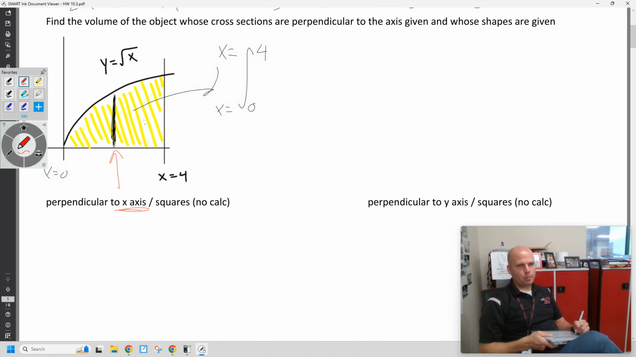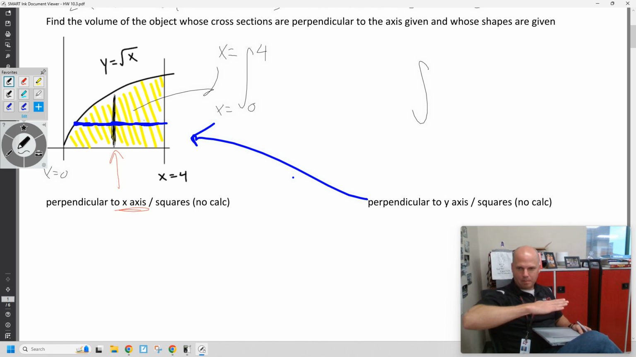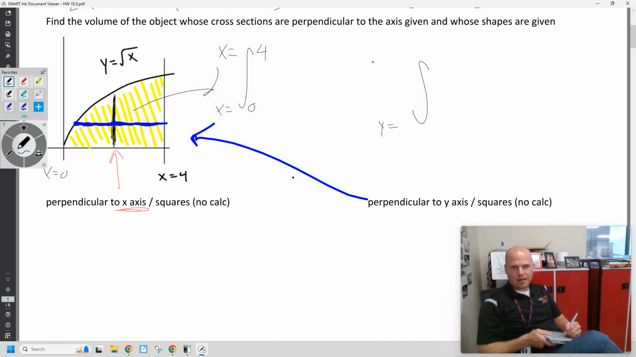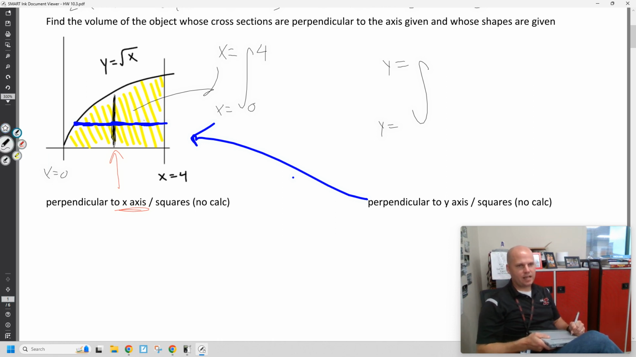Now, if I'm going to go perpendicular to the y-axis, here's the y-axis, this is perpendicular to the y-axis. If I'm perpendicular to the y-axis, I need to sum things up from a bottom to a top. So we need a y equals bottom to a y equals top. Now, what the heck is the y equals bottom and the y equals top? This is y equals 0. What is the y equals top? It's not y equals 4. Well, at the intersection, if I plug in 4 into the square root of x, I'll get y equals 2. 0 to 2. Make sure we have that start.